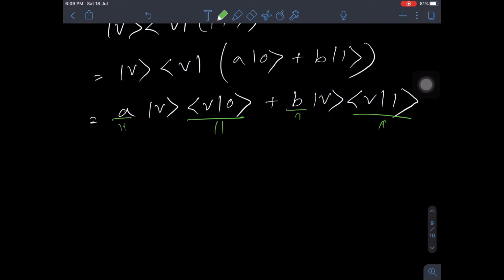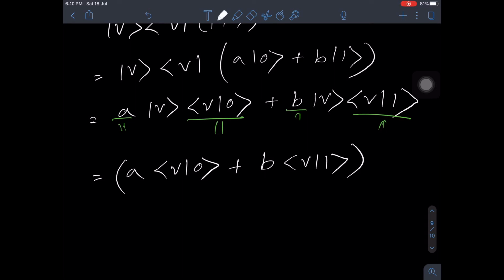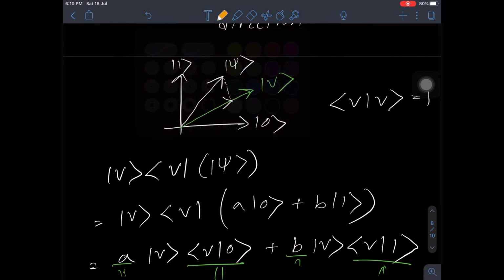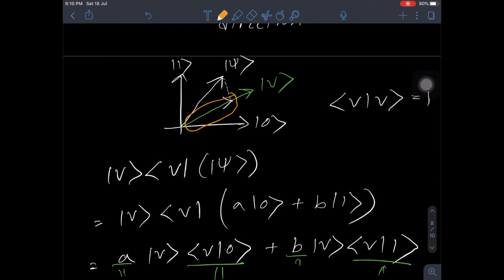So what you can write is obviously a v0, which is the projection of the 0 component of the psi vector in v direction, plus b v1, which is the projection of the 1 component in the v direction, and what you're left with is just v. So it is proved that this is a vector in v direction only, and this is nothing but the projection of psi that we claimed in the very beginning, that this is just the projection of psi in v direction.